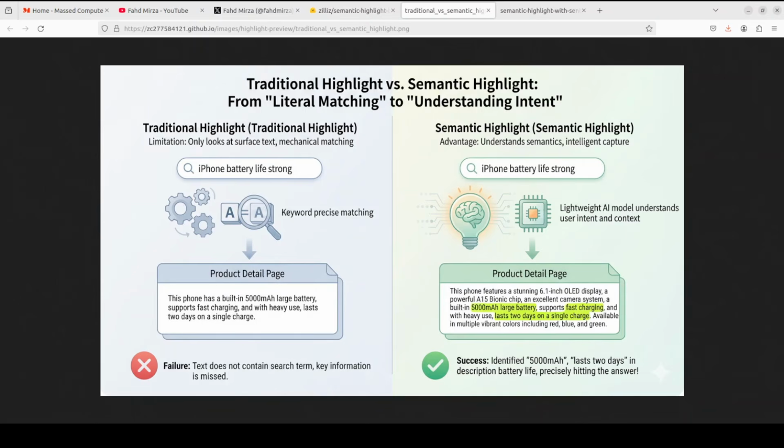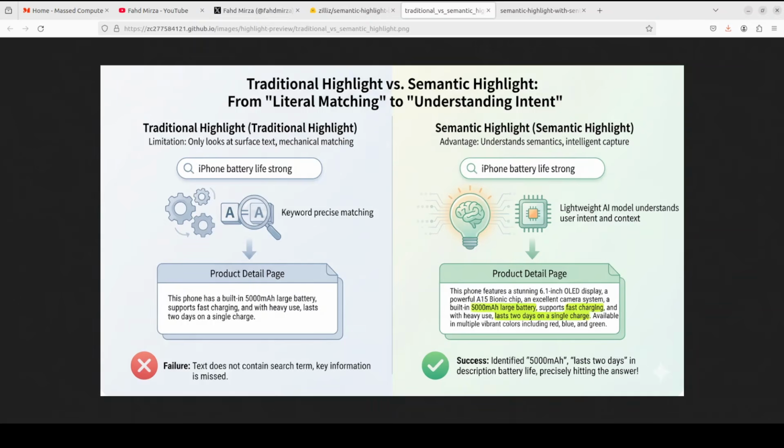Look at this diagram. This shows the key difference between traditional and semantic highlighting. So what exactly does that mean? In production RAG systems, or retrieval augmented generation, where you provide your own data to the models, there is a major token cost problem. When you retrieve, let's say, 10 documents with thousands of tokens each, you are sending tens of thousands of tokens to your LLM per query.